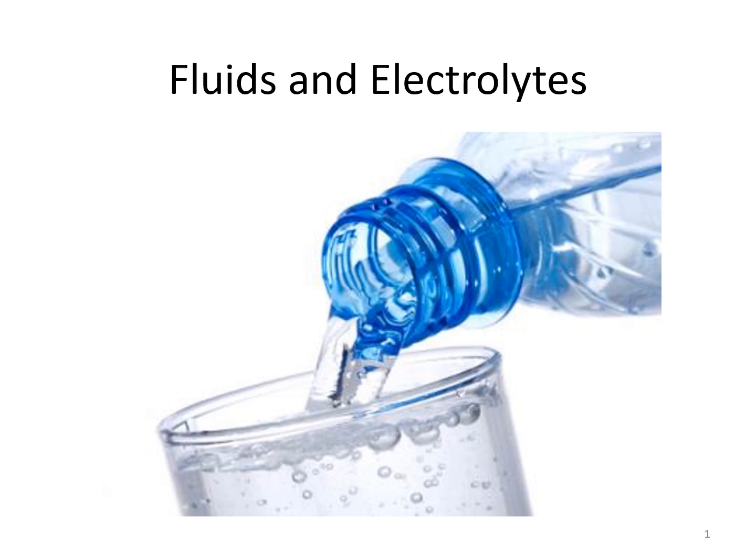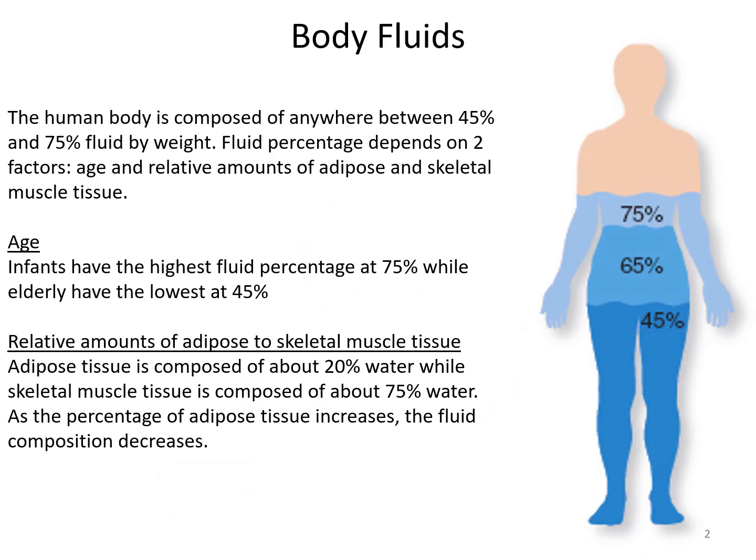Okay, so we are moving on to fluids and electrolytes. Our bodies are made up of anywhere between 45 and 75% fluid by weight. So you can see that's a pretty broad range. It depends on a couple of different factors. Age is a big factor.